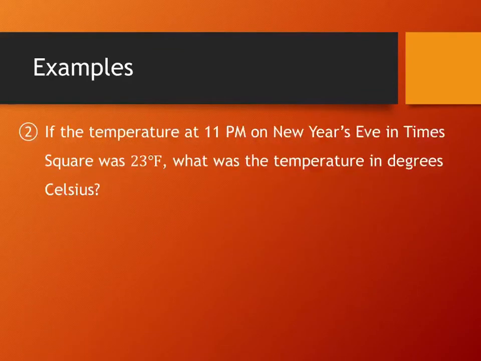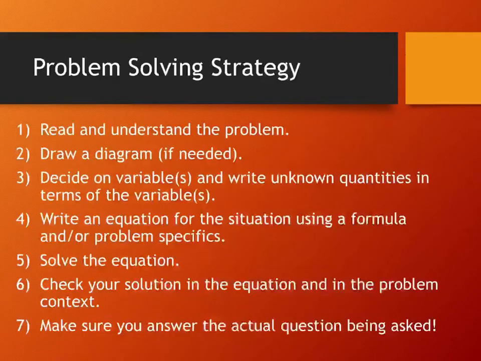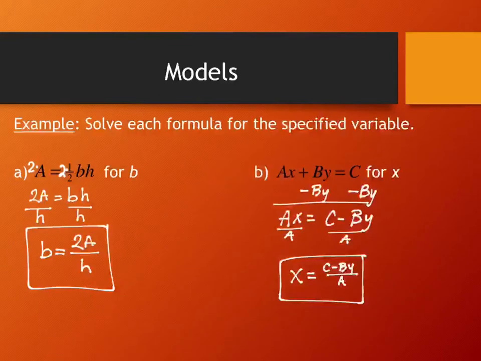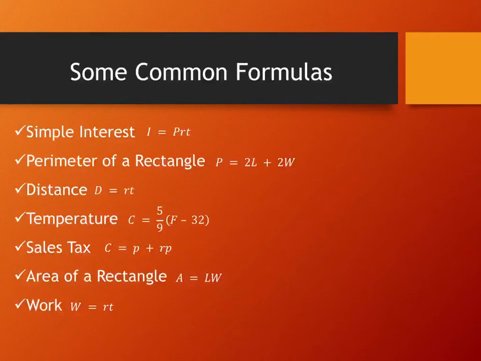All right, let's do another one. This one's a little more direct. If the temperature at 11 p.m. on New Year's Eve in Times Square was 23 degrees Fahrenheit, what was the temperature in degrees Celsius? So what equation am I using? The temperature one. There's only one option right here, right? So I've got Celsius equals 5/9 times Fahrenheit minus 32.